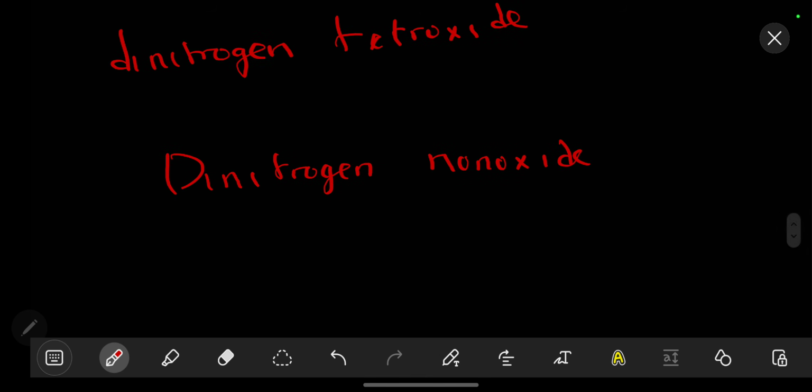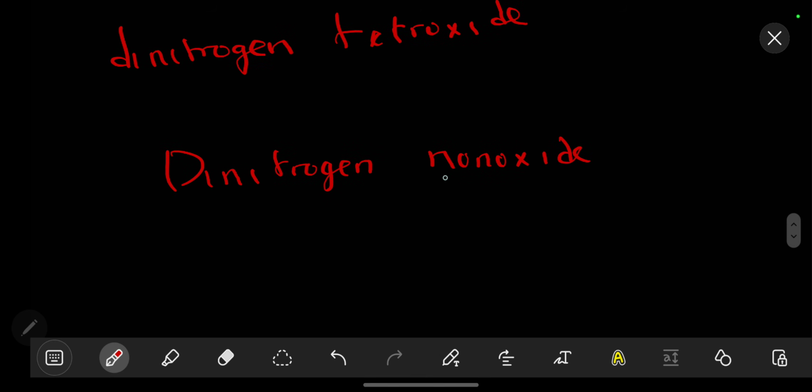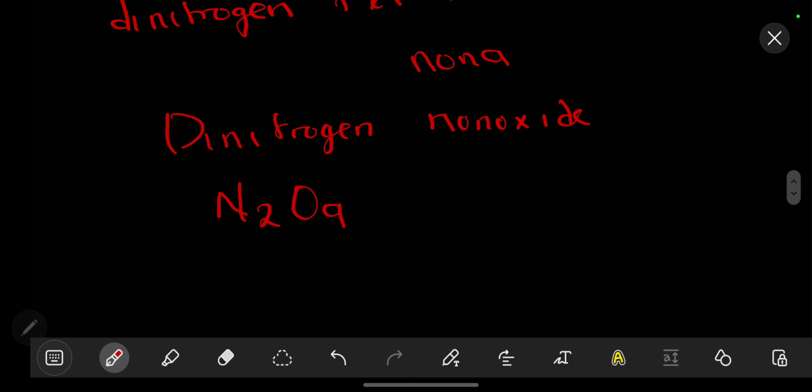So let's look at our last two. Let's say we have dinitrogen nonoxide. So this means to say there are 2 nitrogens. Di means 2. Then the nonoxide. Nona is 9, meaning we drop the a since the next letter is a vowel. So we have oxygen. How many? Non means 9. So we are going to have something like that.